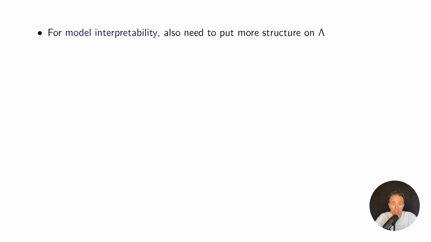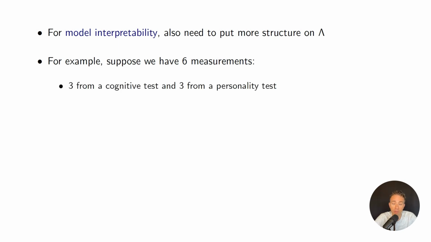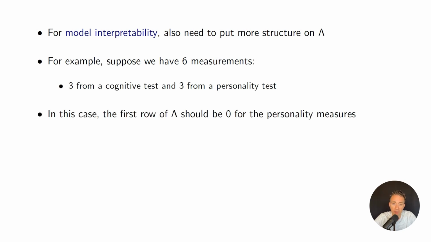And then, aside from identification, we may want to just be able to interpret the model. And for model interpretability, we may need to impose further restrictions on the factor loadings in particular. So if we suppose that we have 6 measurements, we want to estimate 2 factors, or allow for 2 factors to have determined those 6 measurements. And suppose that we have 3 cognitive test scores and 3 personality test scores. So in this case, if it's a personality test, then it should not be a function of the cognitive factor.